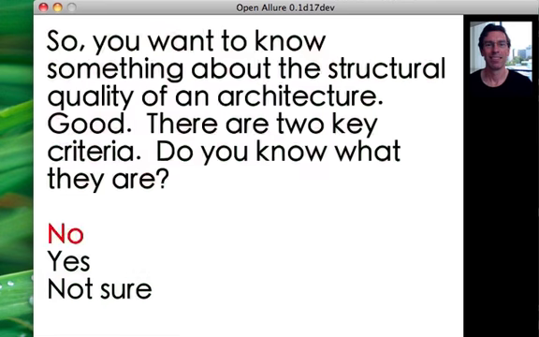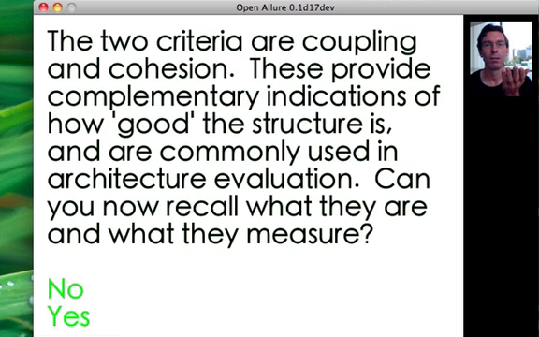Okay, let me help you with that first. The two criteria are coupling and cohesion. These provide complementary indications of how good the structure is, and are commonly used in architecture evaluation. Can you now recall what they are and what they measure? No. Yes.